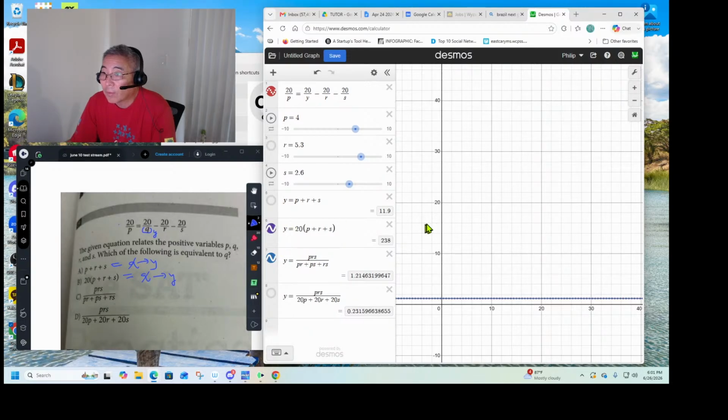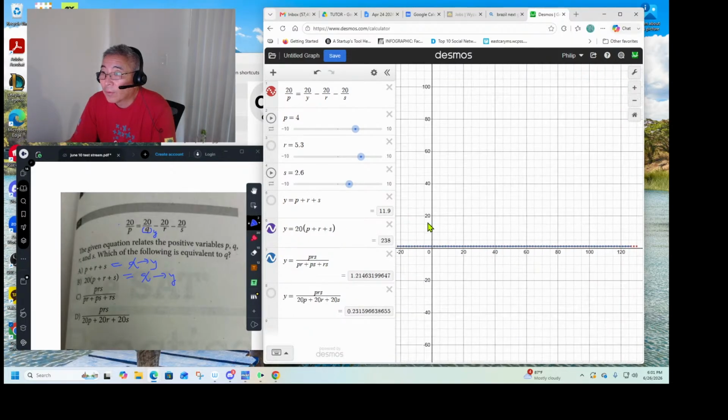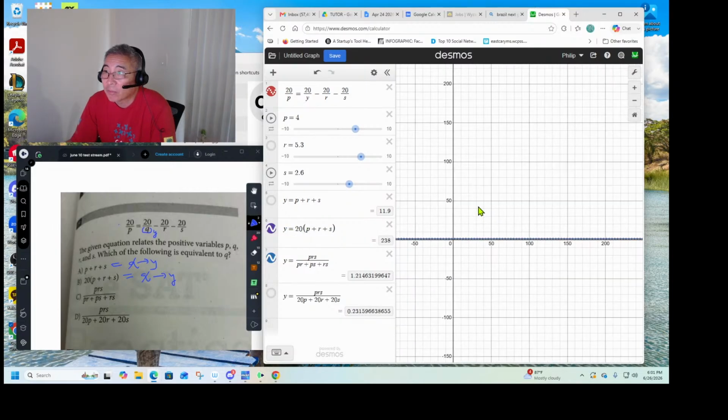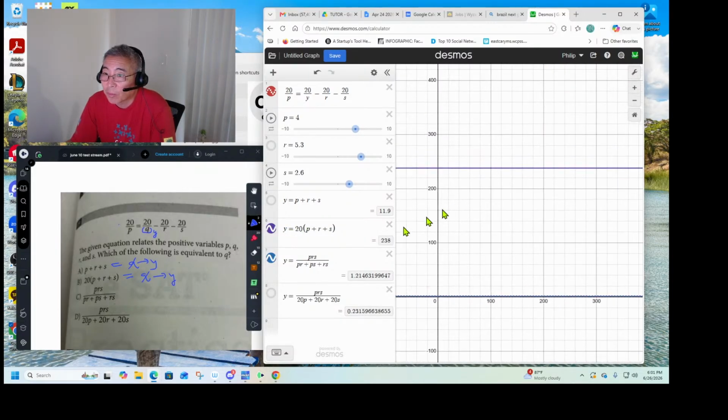Purple is y equals 20 times p plus r plus s. P is 4, r is 5.3. So there's these values. If you add these values up, it's about 11 or so. If you multiply by 20, it's like 200 something. So maybe it's a little bit, oh, there it is. There's purple. So purple is obviously wrong too, which leaves the blue.